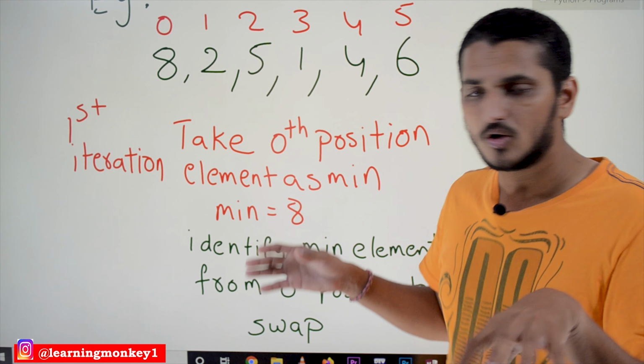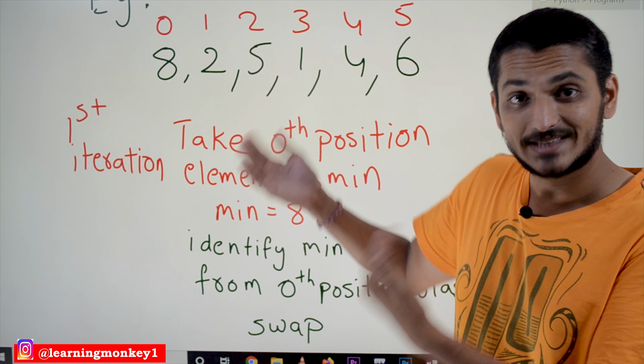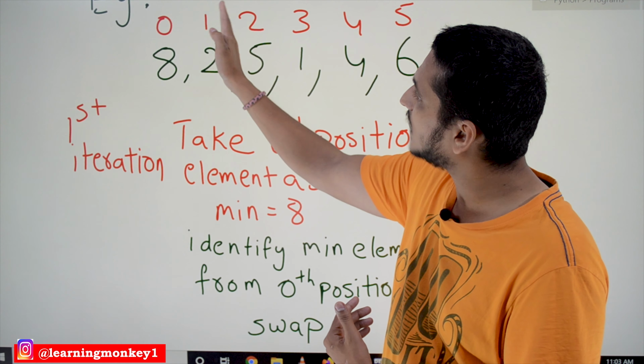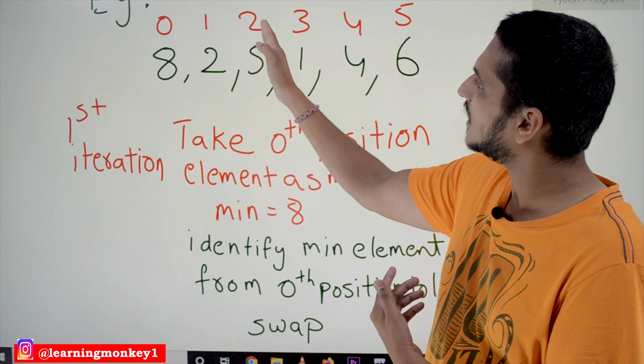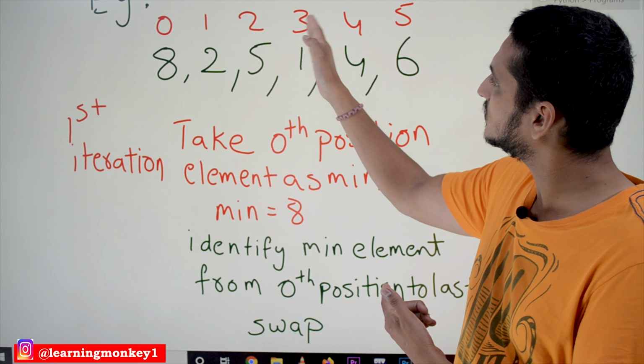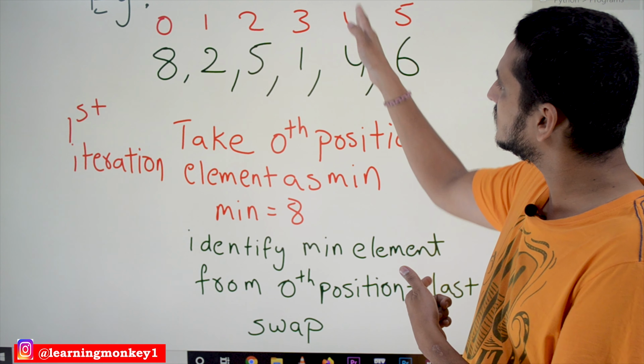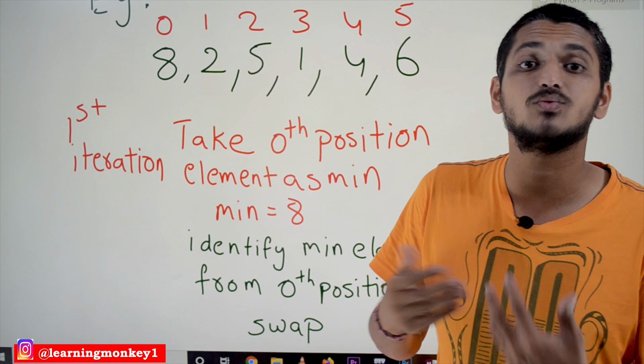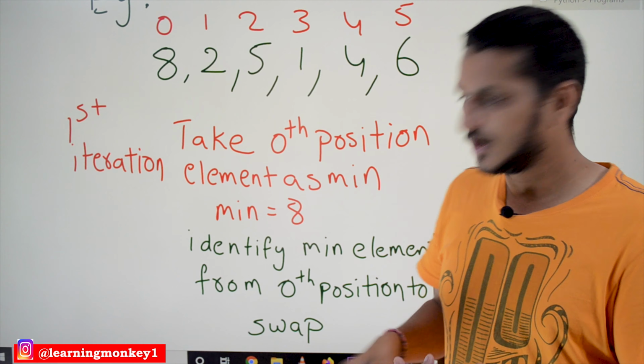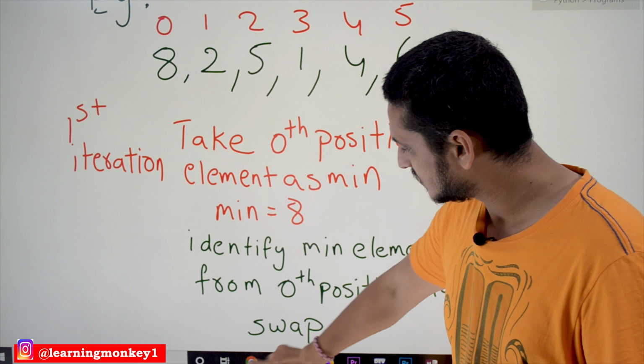So how will the implementation be? In the second iteration, we have to start from 1. In the third iteration, we have to start from 2. In the fourth iteration, we have to start from the third position. In the fifth iteration, we have to start from the fourth position. That is what we are doing. Now let's check the implementation part.